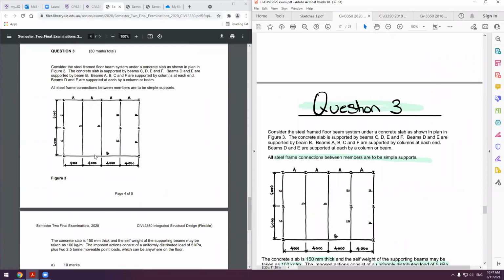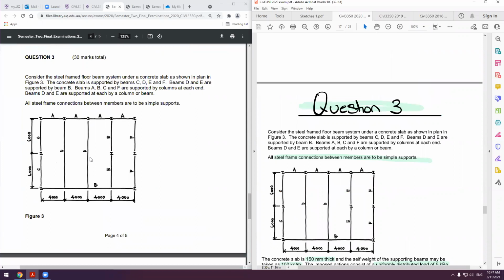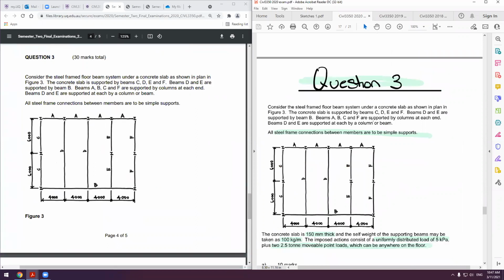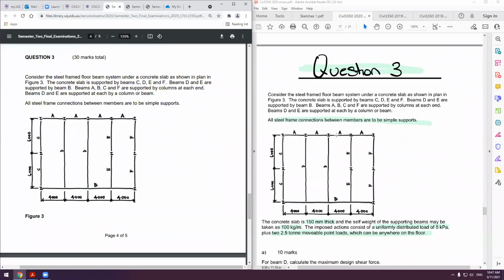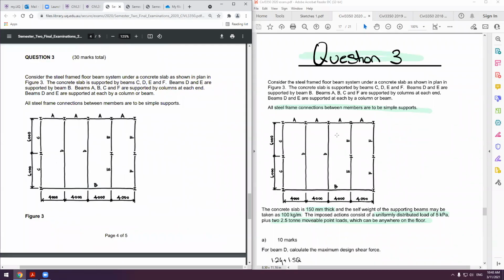Question 3. Other than one year where you had them on an angle, it looks the same. If you have a look, that's a different question, but they look very similar. It's the depth of the slab, that's about it. So essentially we have this steel frame, and we construct a slab on top of it.